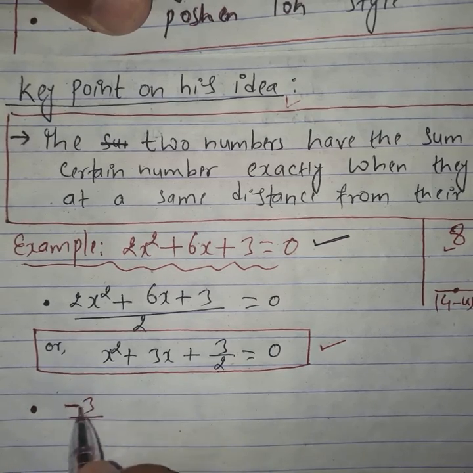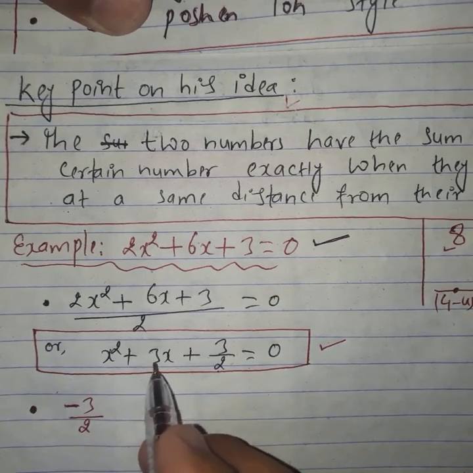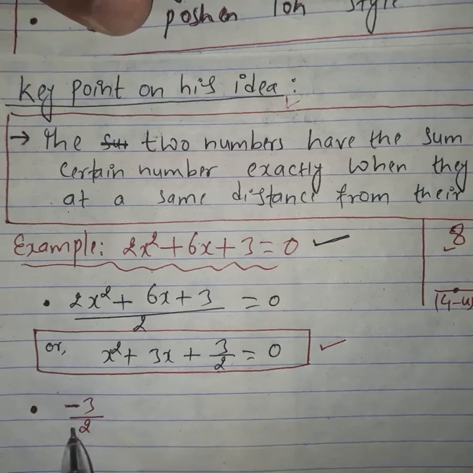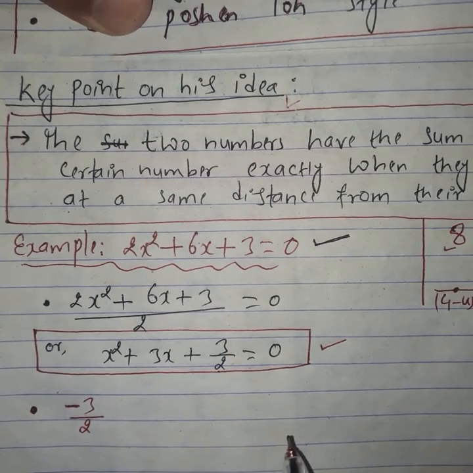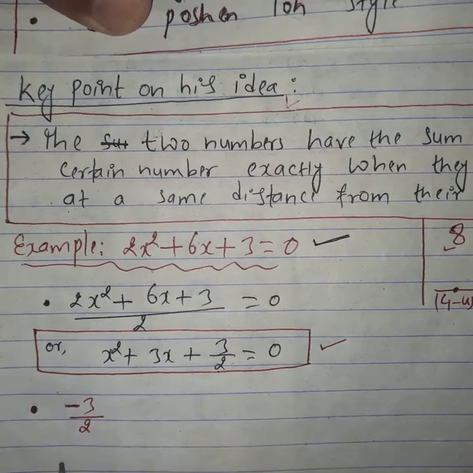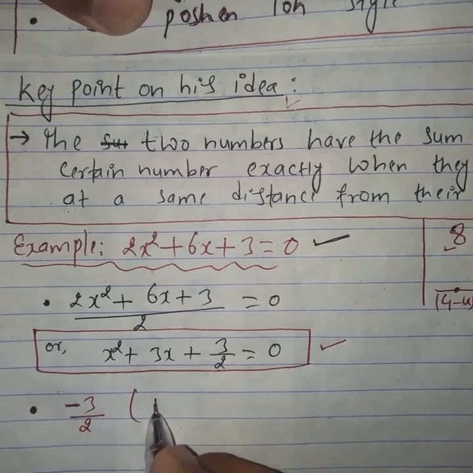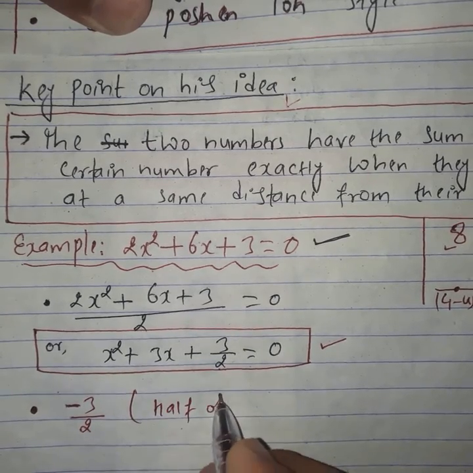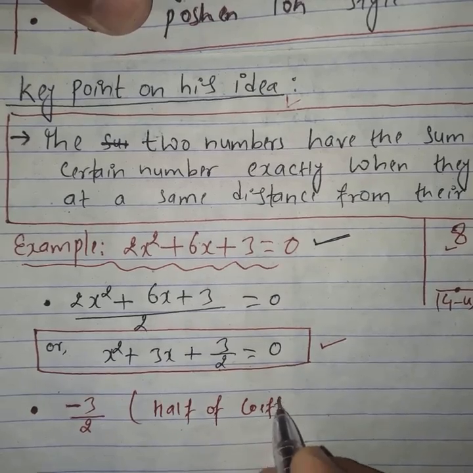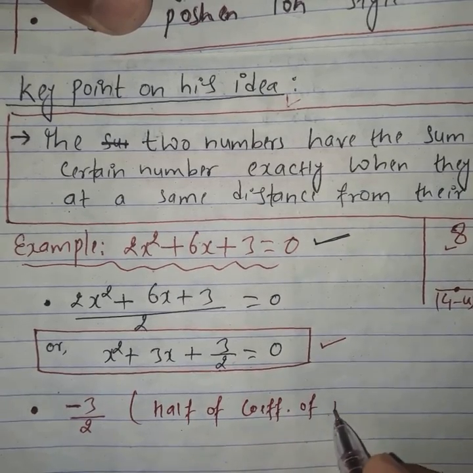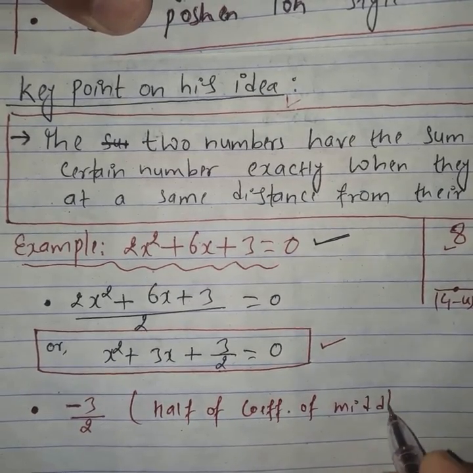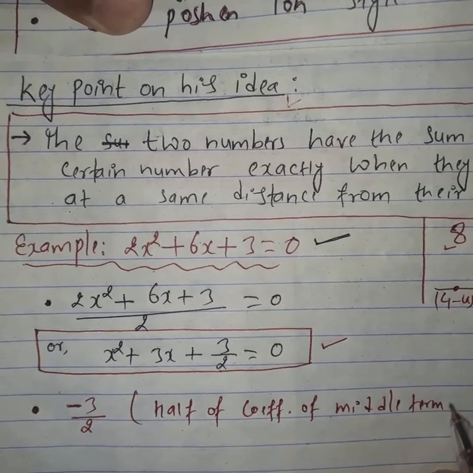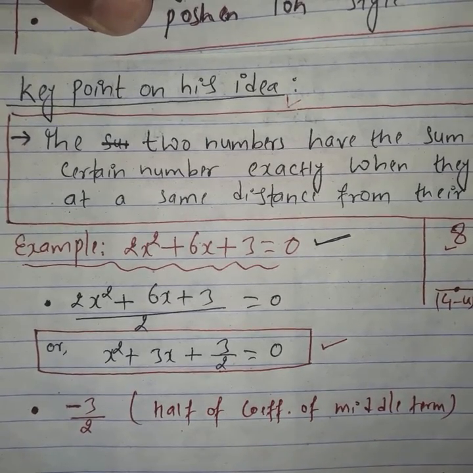This is the second step. Here we just take the opposite of the coefficient of the middle term and halve it. In this step, we take half of the coefficient of the middle term. It is the second step.